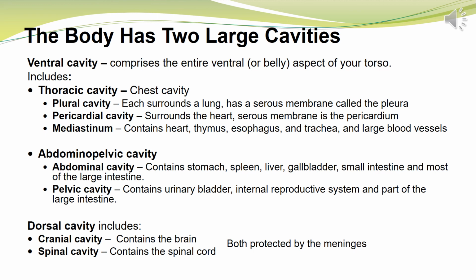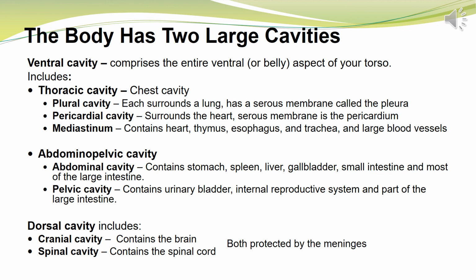There's the pleural cavity, which surrounds each lung and has a serous membrane called the pleura, which makes up this cavity. And pleura is a word used to describe anything involving the lungs. Then there's the pericardial cavity, which surrounds the heart, and the membrane that makes up this cavity is called the pericardium. And then there's the mediastinum, which contains the heart, so it obviously contains the pericardial cavity within it.